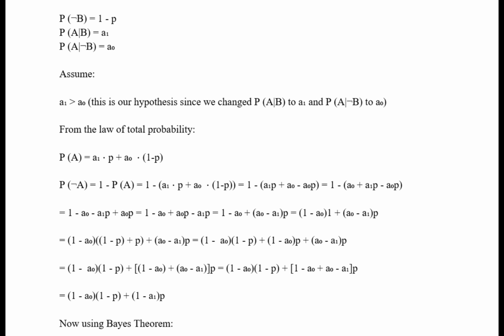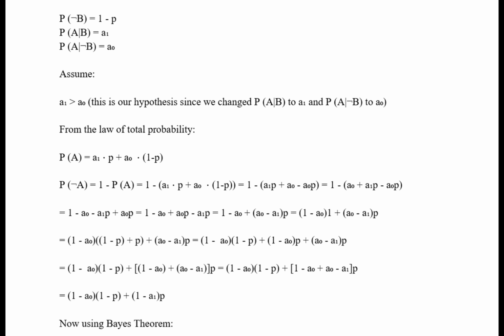So for the sake of this proof, we're going to assume that A1 is greater than A0. This is our hypothesis since we changed the probability of A given B to A1 and the probability of A given not B to A0. So this is just the if statement, right? If the probability of A given B is greater than the probability of A given not B. So this is what we're assuming, and we're trying to derive the second part of the statement from this.